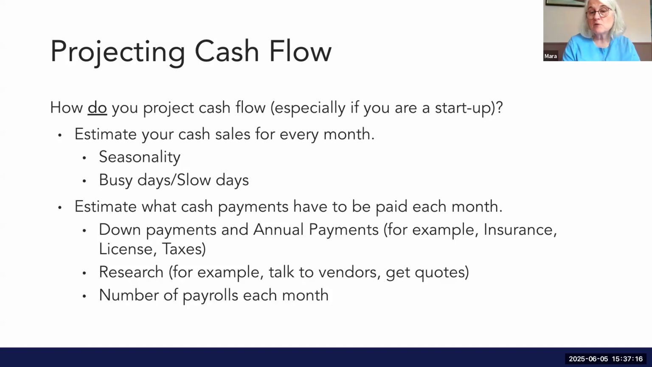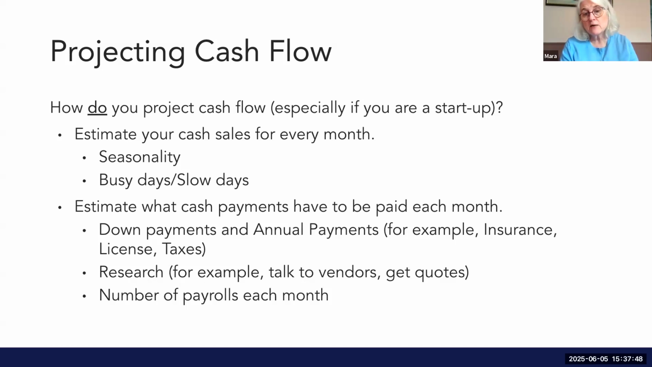Does your insurance company require a down payment? Do you want to pay them annually, just to get a discount or whatever? Maybe your license is due annually. If you have to pay real estate taxes, half is due in May, half is due in October. You need to budget for that in your cash flow to make sure you have enough money in those particular months. You can do research by talking to vendors, getting price quotes from your insurance agent, things like that, to figure out how you can budget for them.